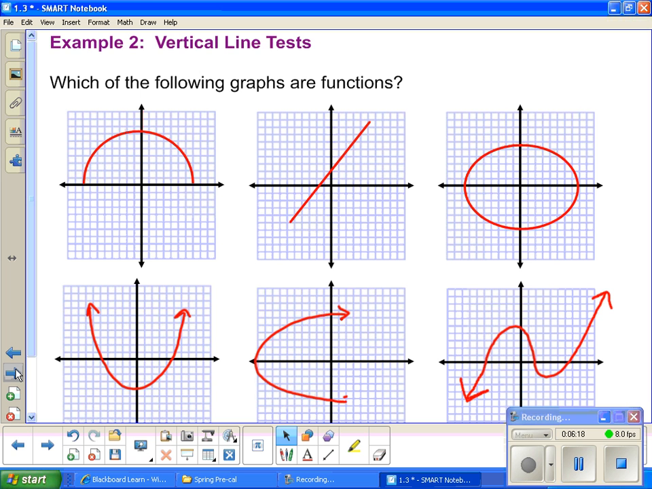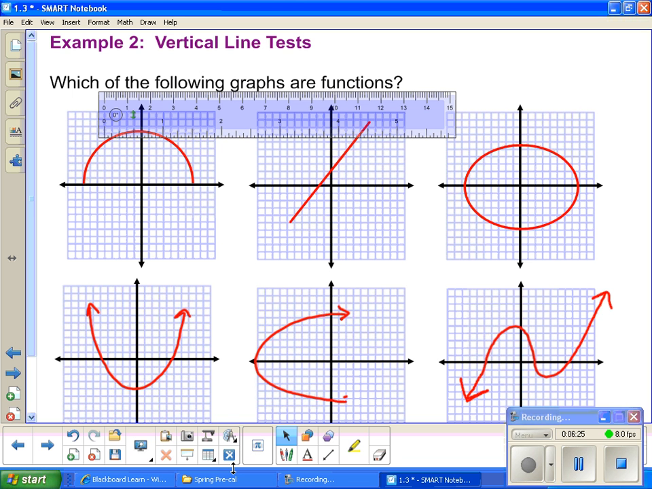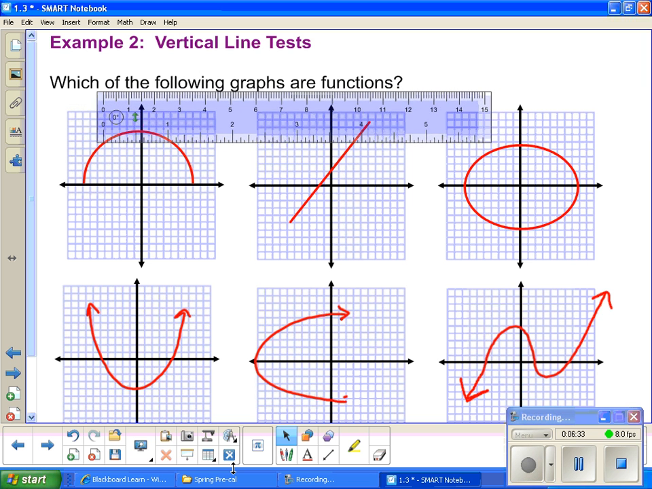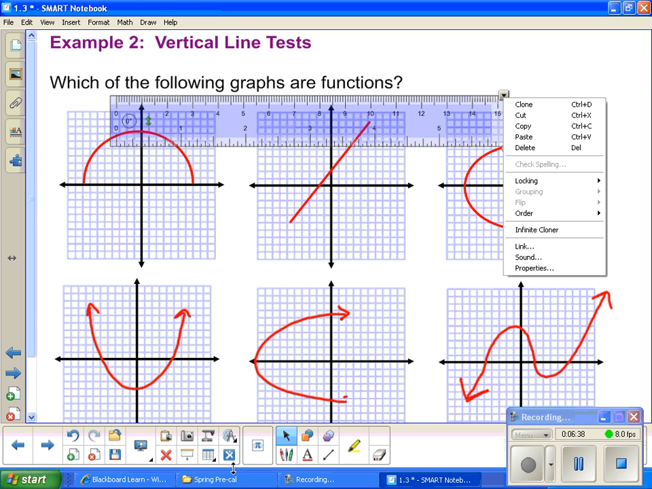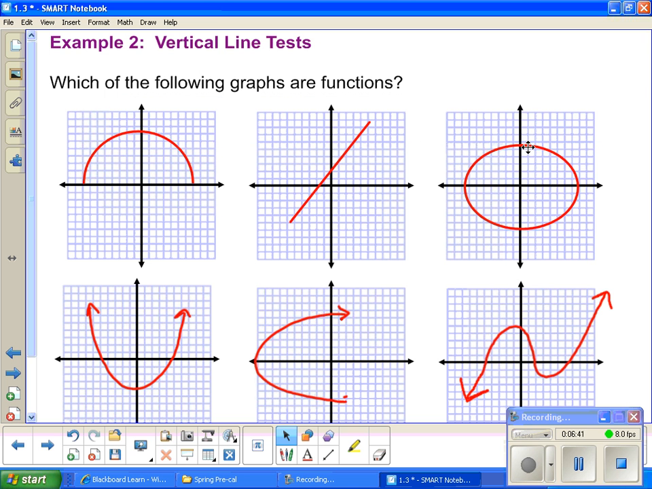Here's the vertical line test that we were talking about. Basically what you're going to look at, let me pull up a ruler here really quick. Let's see if I can turn this. I don't think I can turn it. Never mind. Basically what a vertical line test is: if I take a pencil or a pen and I draw a line all the way up and down through the entire function, it only intersects at one point.